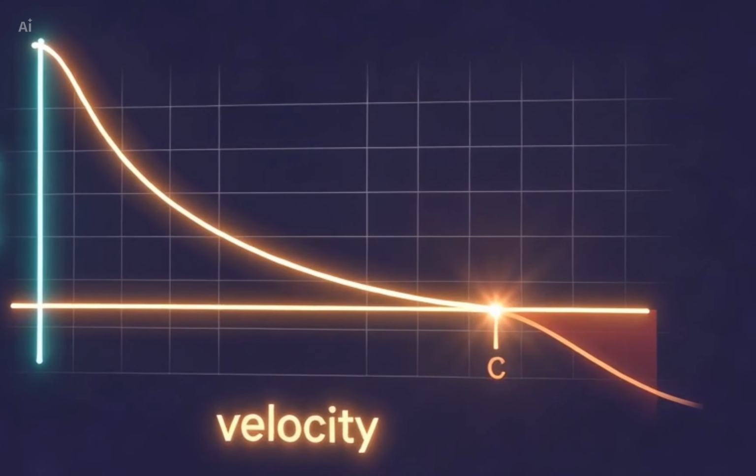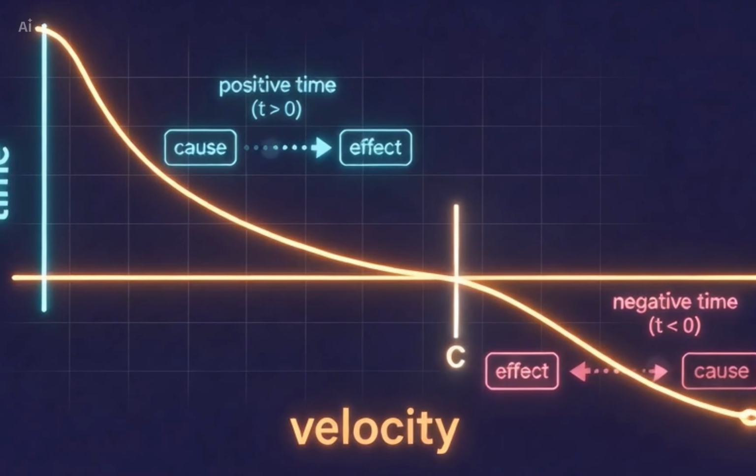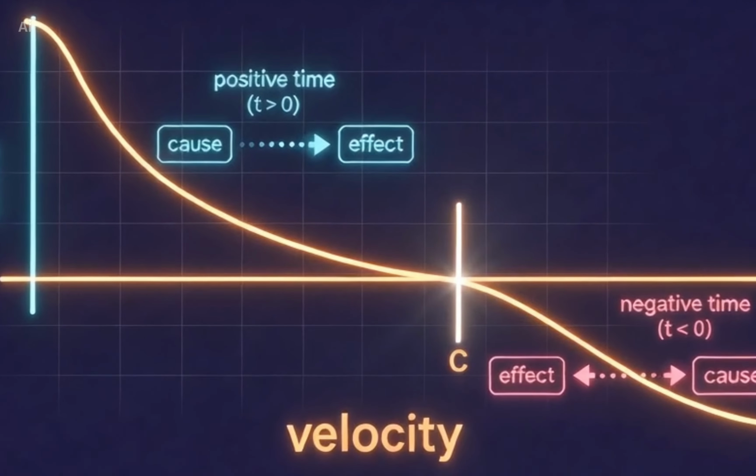And what does negative time mean? It doesn't mean no time. It means time flowing backwards. If time is negative, events reverse their order. Effects happen before causes. Outcomes happen before actions. Imagine sending a message, and someone receives it before you even press send. That's not just weird, that's a violation of causality.